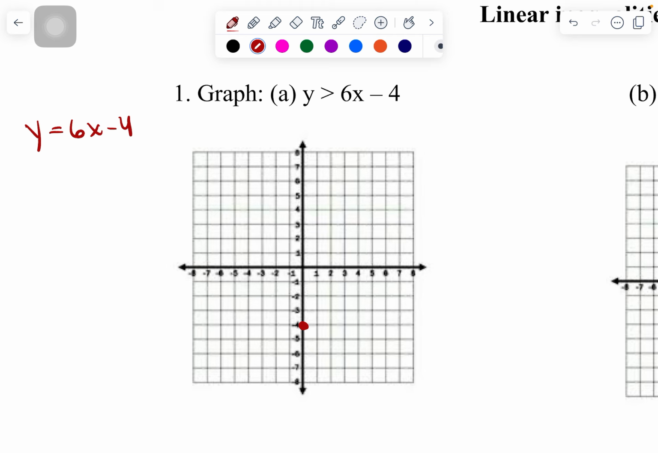And then I'm going to use my slope. This is 6 over 1. So 1, 2, 3, 4, 5, 6 over 1. Super steep line. Again, 6 over 1. Again, super steep line. All right.